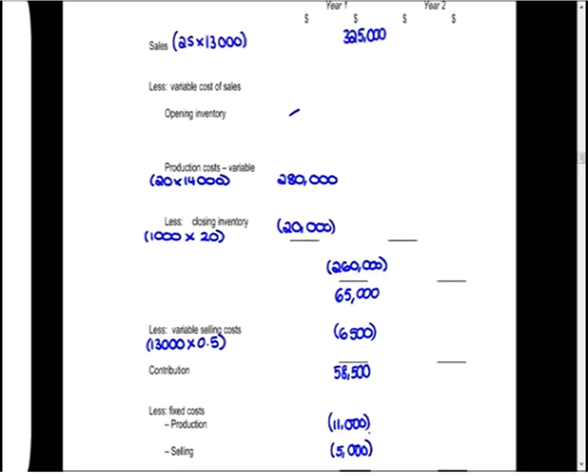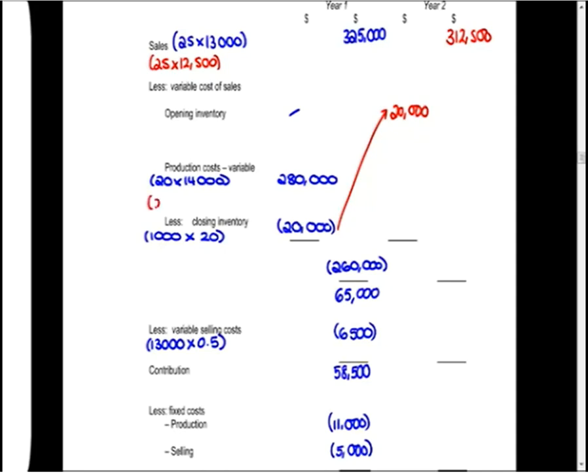To make it a bit easier, I'm just going to change the colour of my pen so that you can see which year my workings relate to. So the sales were $25 per unit, but in year 2 we were going to be selling 12,500. So sales were 312,500. There was no opening stock in year 1, but year 1's closing stock becomes year 2's opening stock.